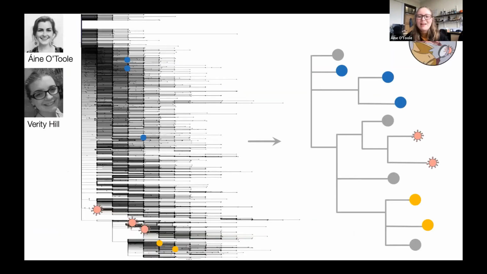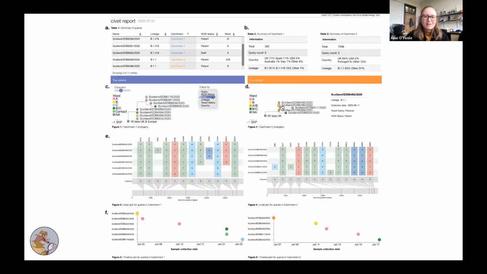Once catchments have been found for query sequences, it builds a local tree and then produces a report, which is highly customizable. In the top left-hand side, we've got the available metadata for the sequences of interest, including private metadata that might be held by the hospital or site, but is not shared with the consortium, such as ward or additional patient information. We've got a summary of catchments.